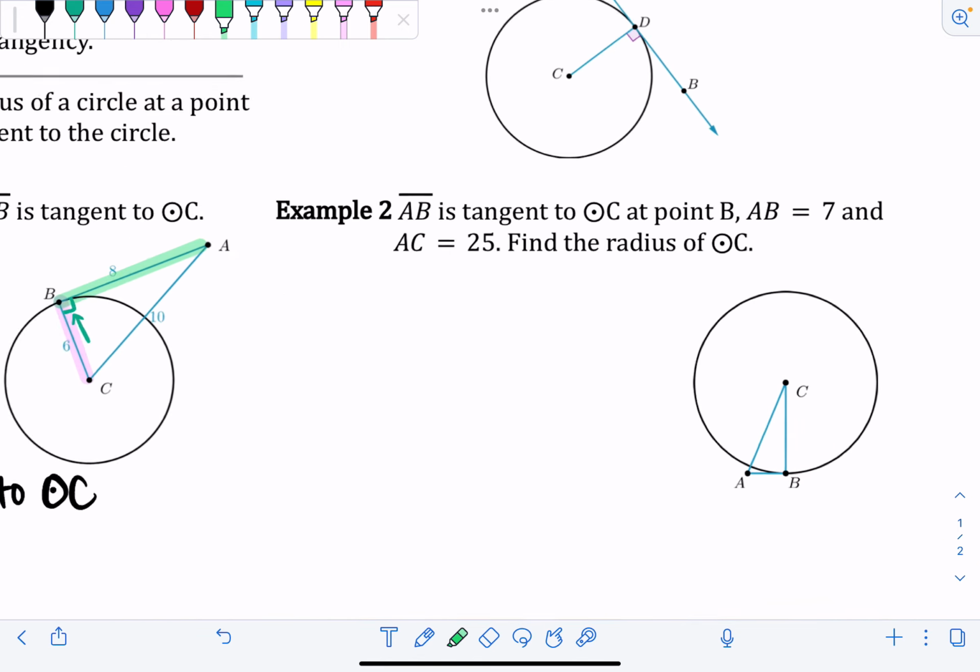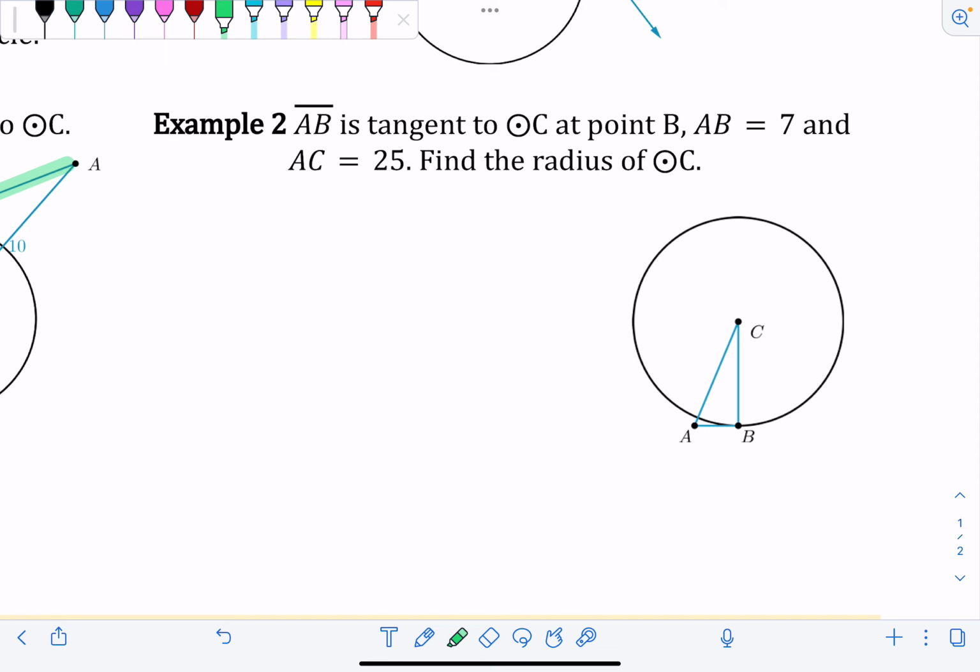So I'm going to zoom way in here. AB, this little segment right here, is tangent. That means that it's going to be perpendicular to the radius BC. And if it's perpendicular, again, it creates a right angle. So that would mean that we have a right triangle now, because a right triangle just needs that one right angle. So I'm going to go ahead and label the sides that we were given.